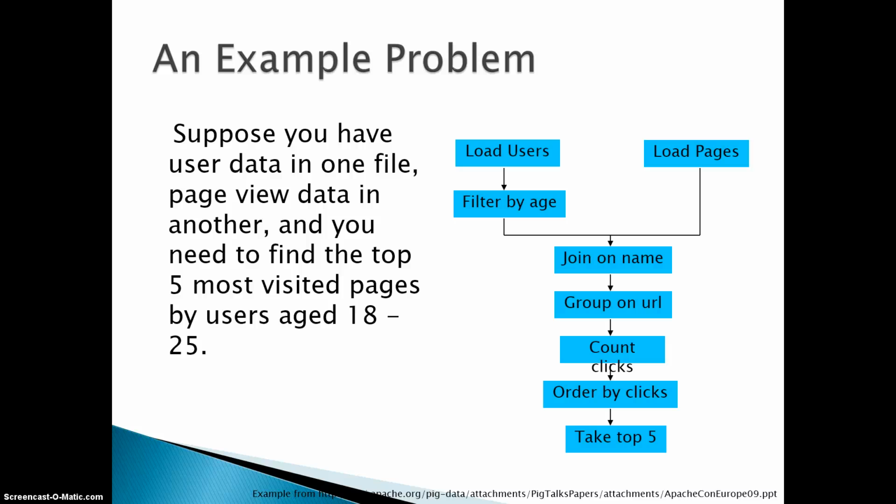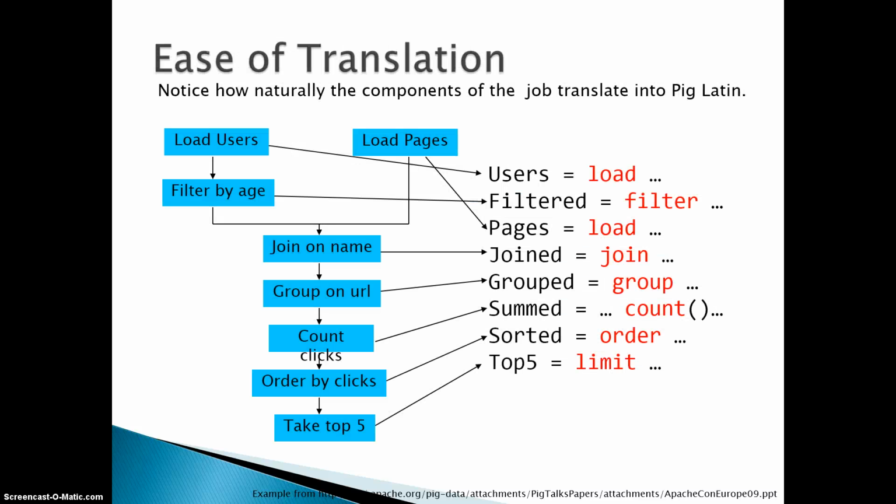An example problem: suppose we have user data in one file and page view data in another. You need to find the top 5 most visited pages by users aged 18 to 25. Here the diagram represents load users, load pages, filter by age, join on name, group on URL, count clicks, order by clicks, and take top 5. Users are loaded and filtered, and pages are loaded and joined, they are grouped, they are summed, they are sorted, and the top 5 of them are picked out.